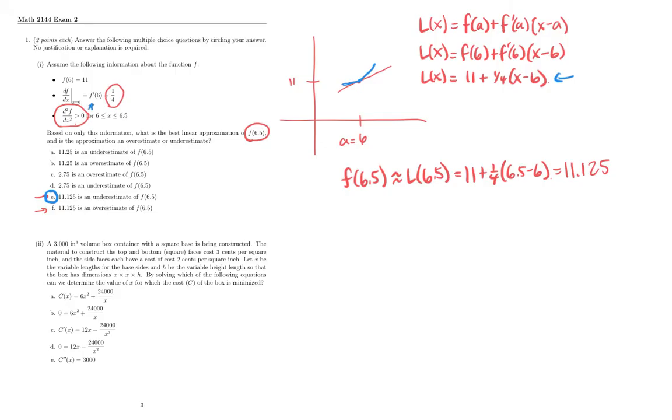Okay, the next one says I have a 3,000 volume box container with a square base. The material to construct the top and bottom costs 3 cents per square inch, while the side faces cost 2 cents per square inch. So we're going to need to draw a picture of our box. And we're told that the base is square. And so we might say that this base is x, and then this might be, we could call y. And so the cost is going to be, there's going to be a cost for the top and bottom, and then a cost for the 4 sides.